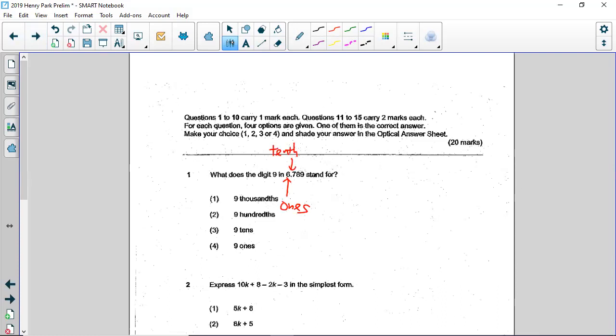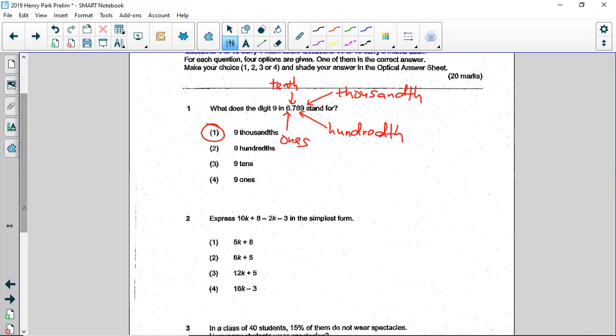So when you see a TH, that is your decimal already. And then the digit 8 will be your hundredth. So it's getting bigger, right? That's your hundredth. And then the digit 9 will be the thousandth. So these are your place values that you have to recognize. So the digit 9 stands for what? 9,000, which is answer number 1. Okay, question number 2.